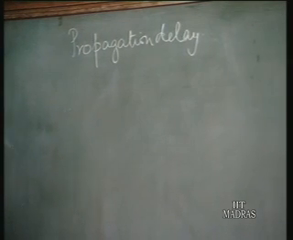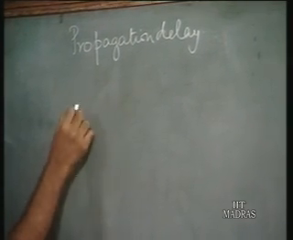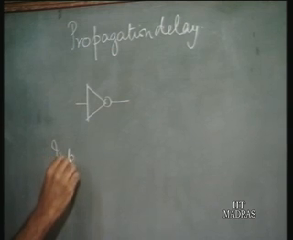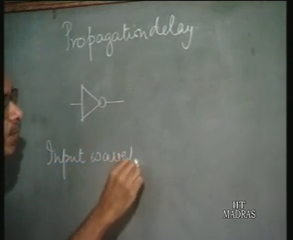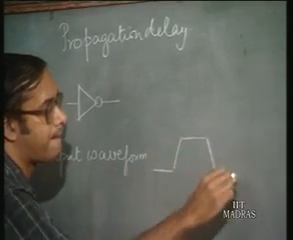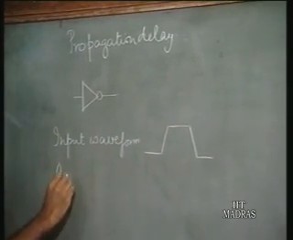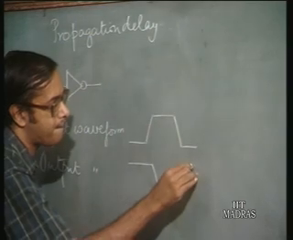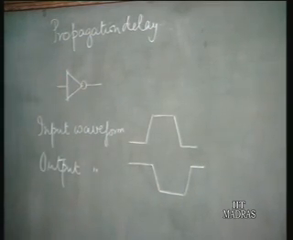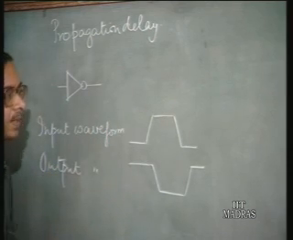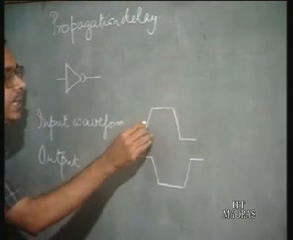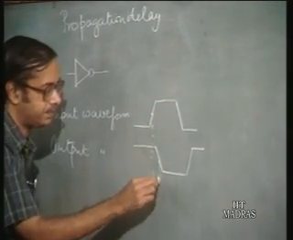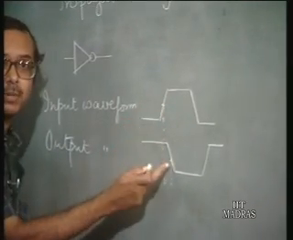Now, if you take an inverter, say, and the input waveform is like this, the output waveform is going to be something like this. So this is how the input and output vary. The propagation delay is defined as the difference in time between the 50% points of the input and output waveform.